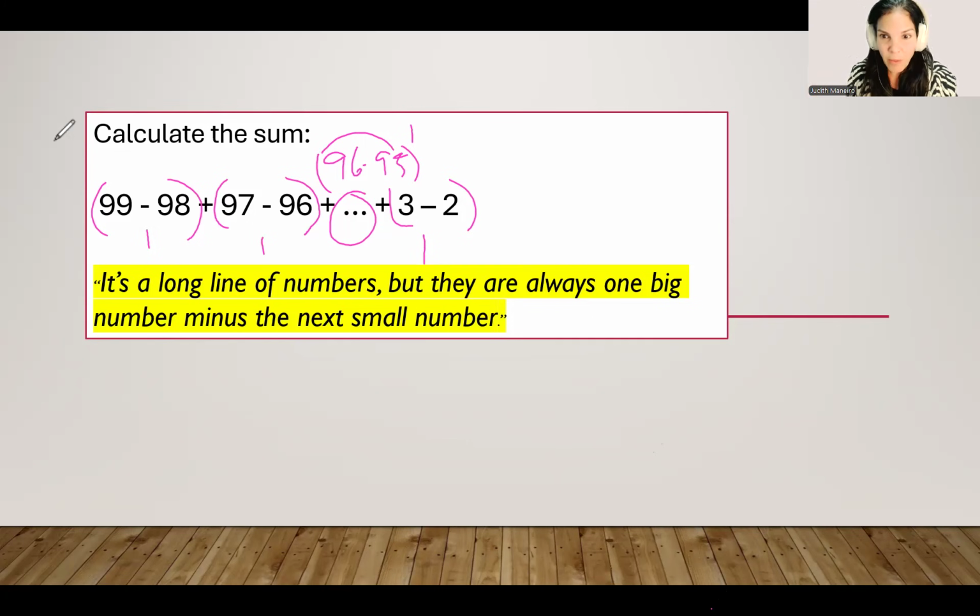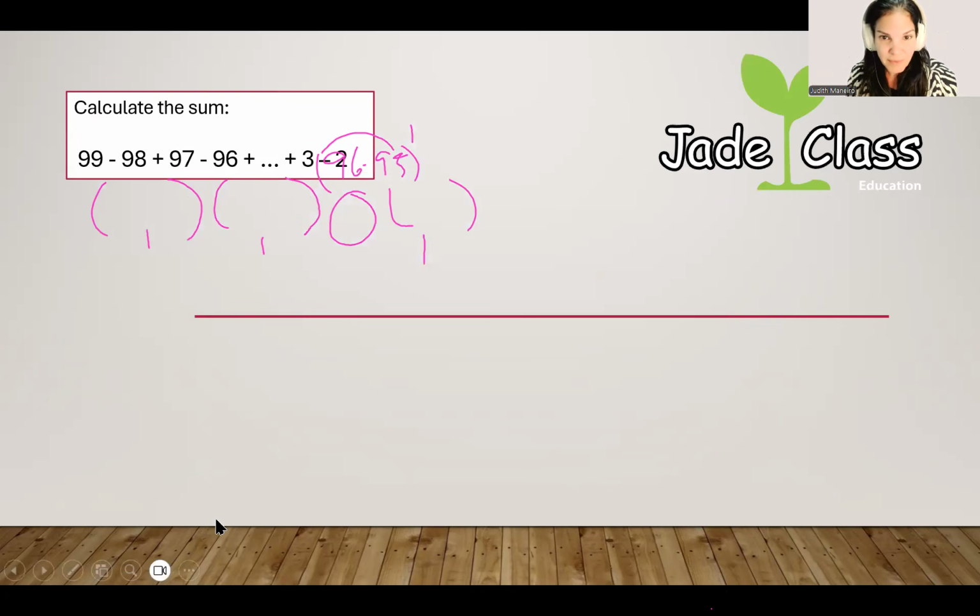All right, so as we can see, there is a pattern. Every two terms, the result is 1. All right, boys and girls.